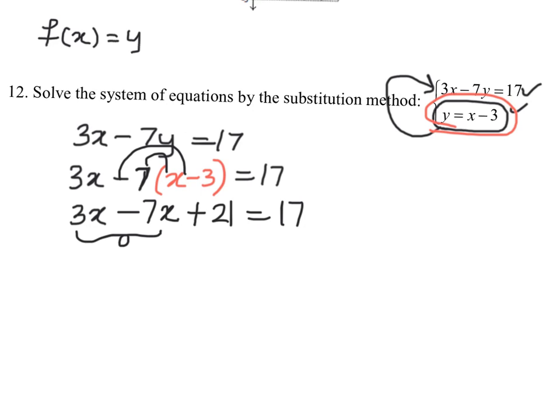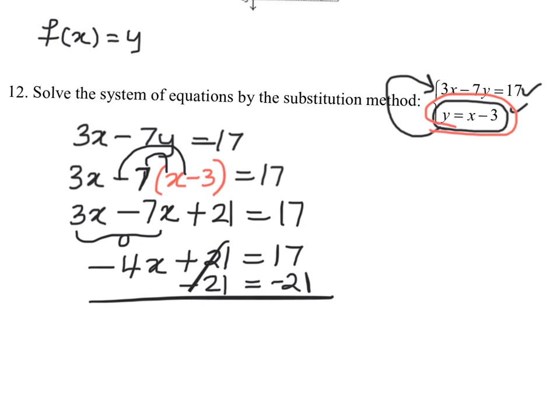I can combine these two. I end up with -4x plus 21 is equal to 17. I subtract 21 from both sides. What do I end up with? -4x is equal to -4. Divide with -4 on both sides. I end up with x is equal to 1. Once I have my x as 1, I need to go ahead and find my y.